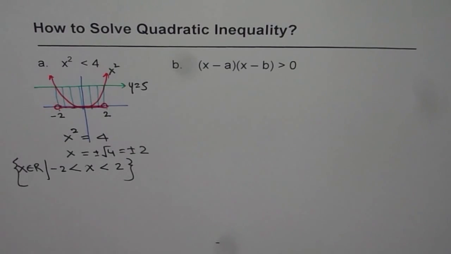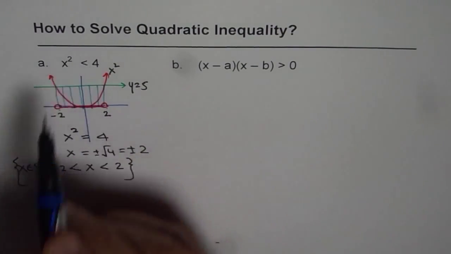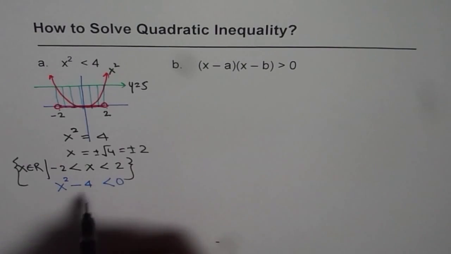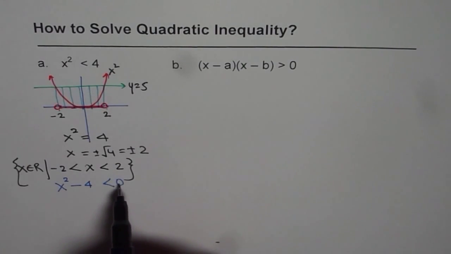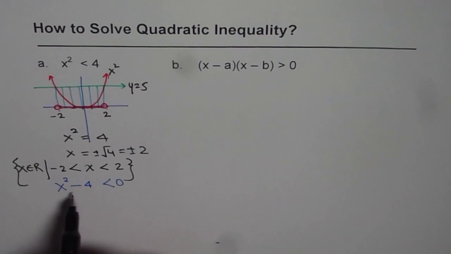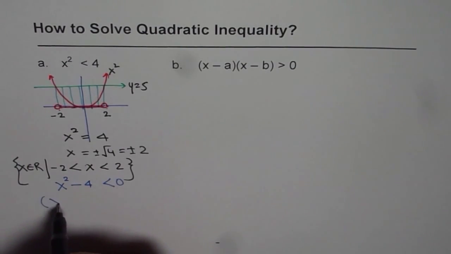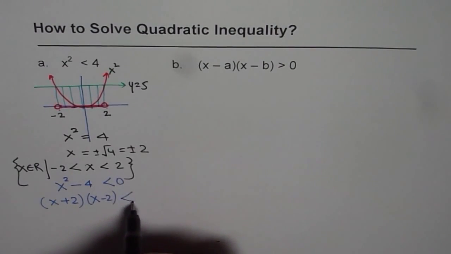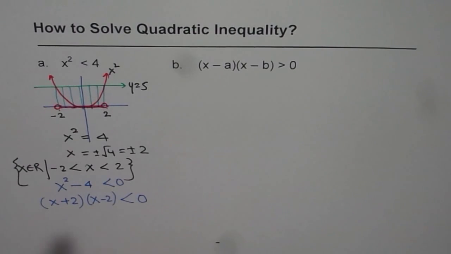So that is one way of solving this. The other way is that we bring all the terms to the left side. If I bring 4 to the left side, what do I get? I get x squared minus 4 less than 0. That's a good way of solving. We bring all the terms to the left side and then factor the left side. Here we can factor this as x plus 2 times x minus 2 less than 0, correct? So we got the factored form, and from here we know that x equal to minus 2 here and plus 2 here will give us a 0.